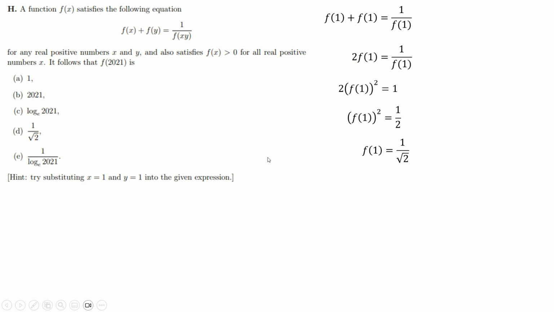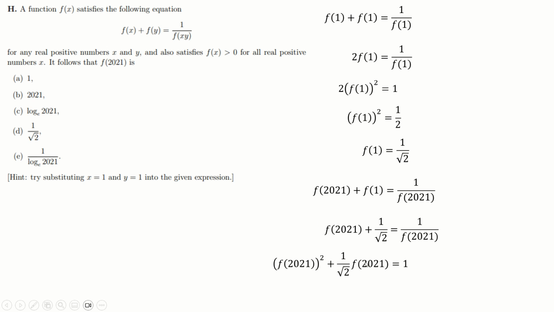But then I was just like, well, why would I do that when I can just jump straight to 2021 using the exact same logic? Put in 2021 for this, put in y as 1, and you get this. And you know f of 1 is 1 over root 2.